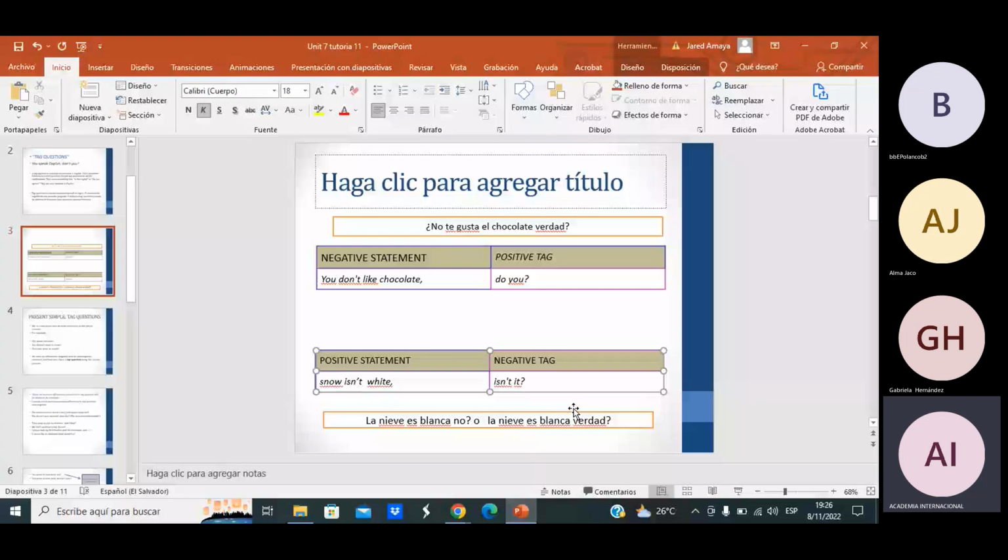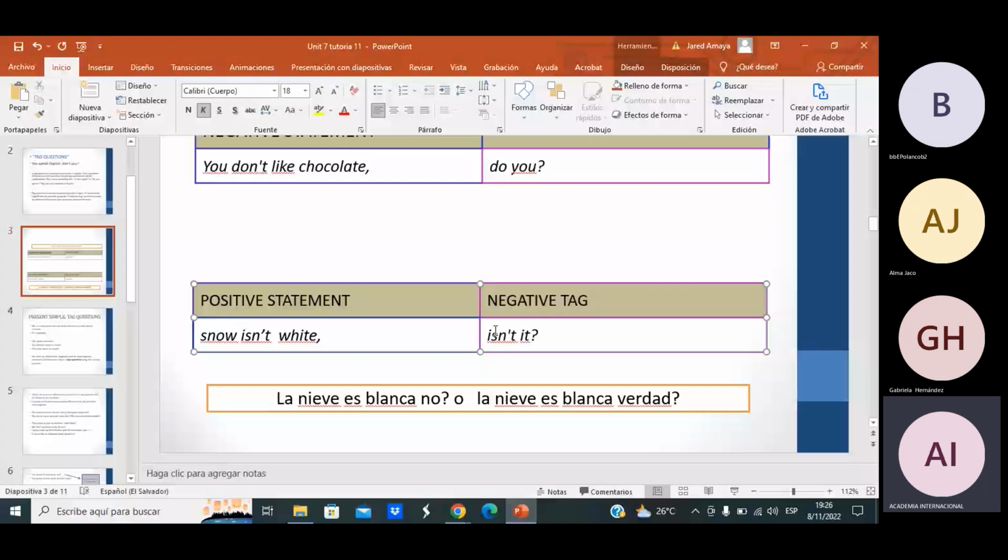Aquí en esta parte. Snow isn't white. Lo único que voy a cambiar es quitarle lo de la negación. Esto. Snow isn't white, is it? And that's everything. Y así.